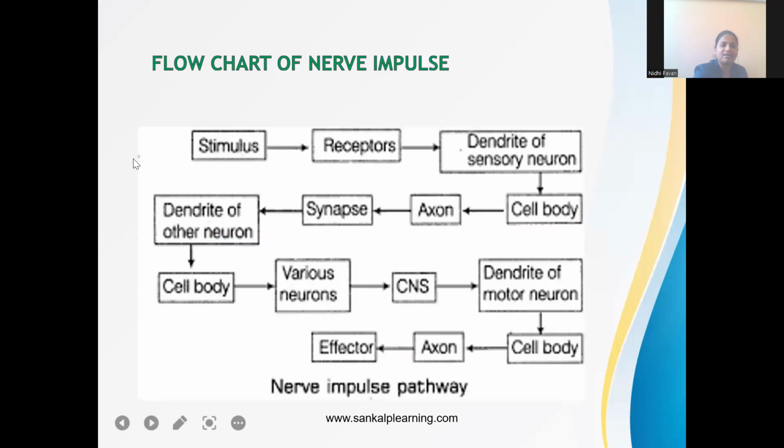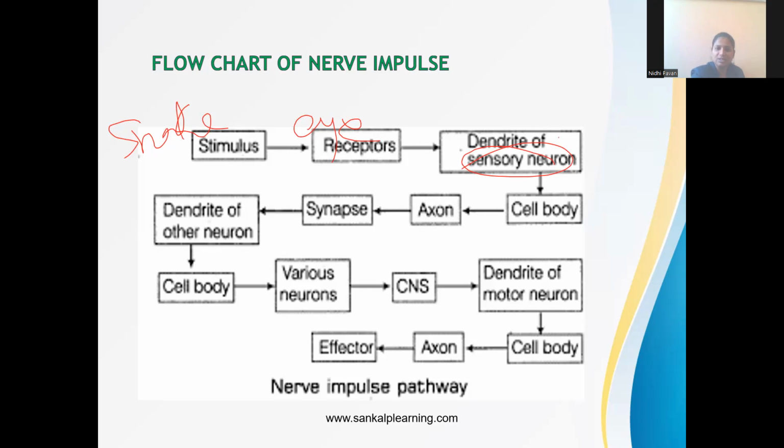Stimulus. Let me take a stimulus as a snake. I am seeing a snake. So the receptor here is the eye. Then the dendrite of the sensory neuron. Now what happened? The sensory nerves carried a message to the brain, and the dendrites of these sensory neurons means the nerve cells of sensory nerves. Inside, the nerves are made up of nerve cells, which are nothing but the neurons. So sensory nerve cells are called sensory neurons.